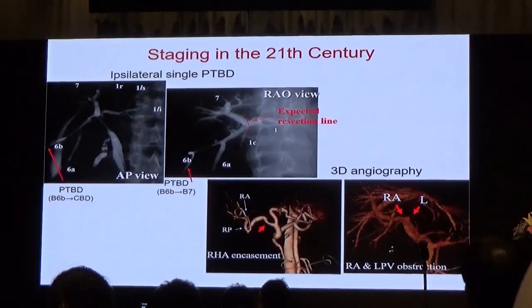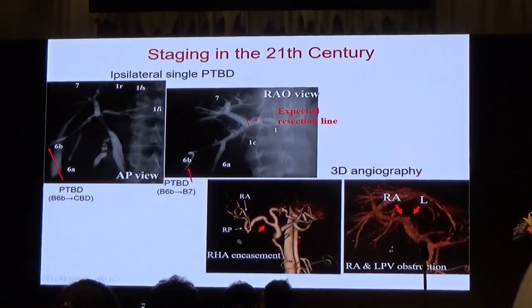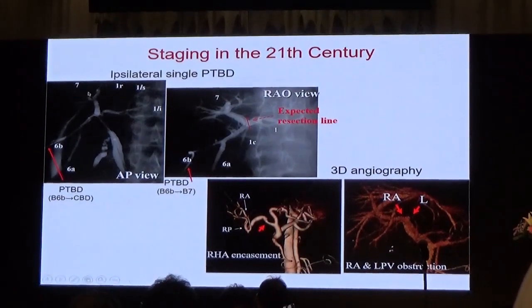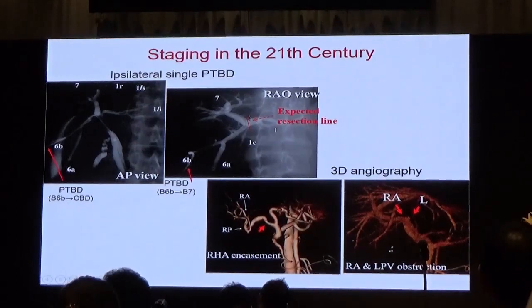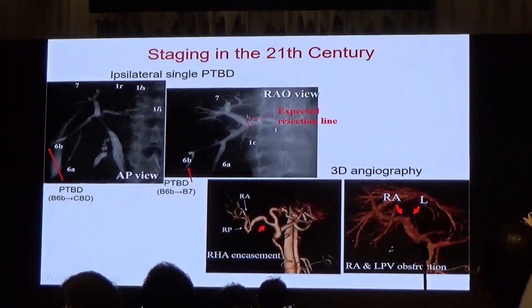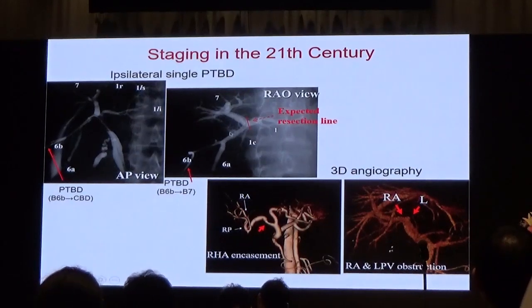This case is a more advanced case. Here you see only the right posterior sectional duct could be demonstrated through PTBD through the segment 6 duct, and the caudate branch could be demonstrated. Another PTBD catheter, in this case, the tip of the catheter was introduced up to segment 7, and the resection margin can be designed at the confluence of 6 and 7.